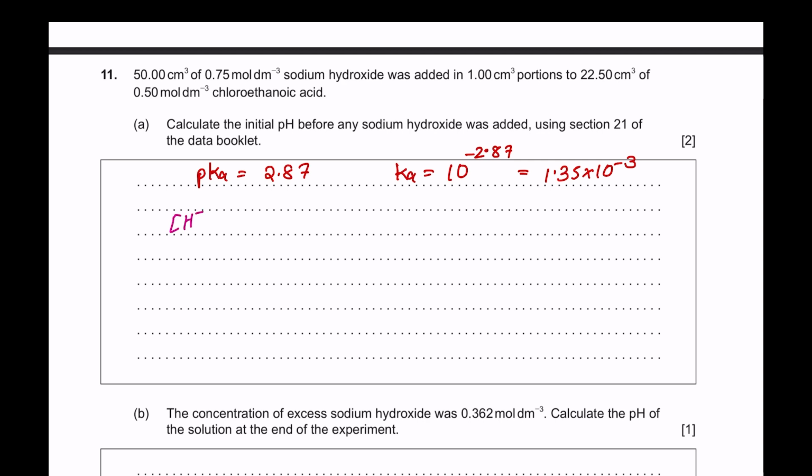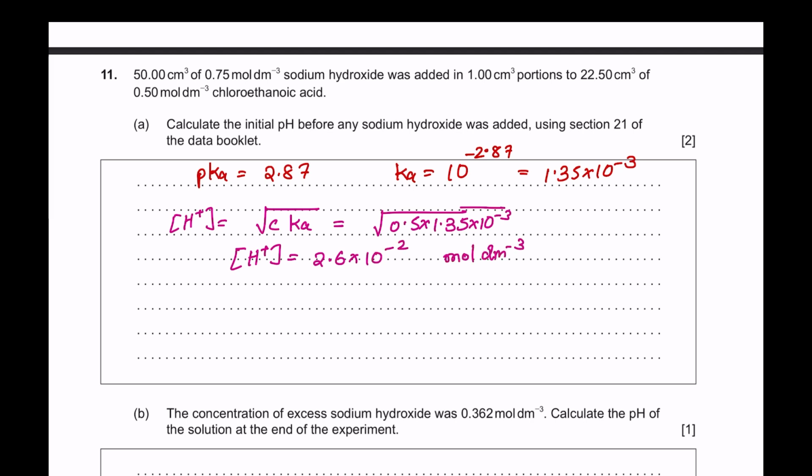Now your H plus concentration, we can directly apply this formula, is root under C times Ka. C is the concentration of this acid. Concentration is 0.5 and Ka is 1.35 times 10 to the power of minus 3. So if we simplify this, we will get 2.6 times 10 to the power minus 2 mole per dm cube. That is the concentration of H plus. If I know the concentration of H plus, pH is basically minus log of H plus. That is minus log base 10 of 2.6 times 10 to the power minus 2. So this becomes 1.59. This is the answer to part 2.